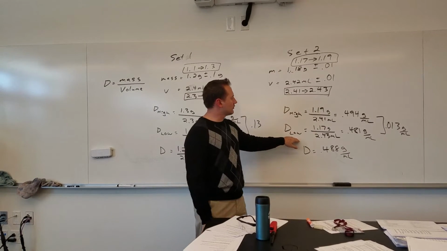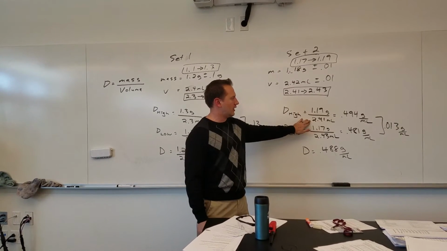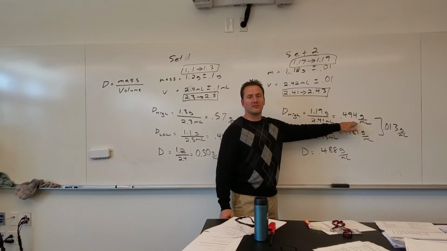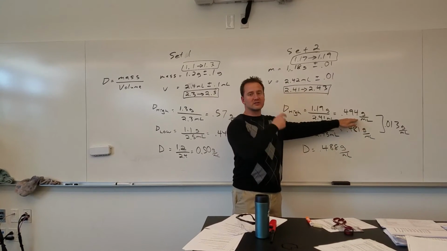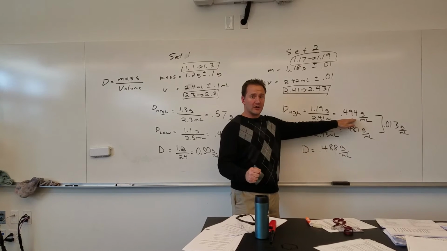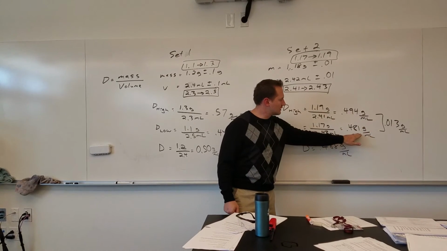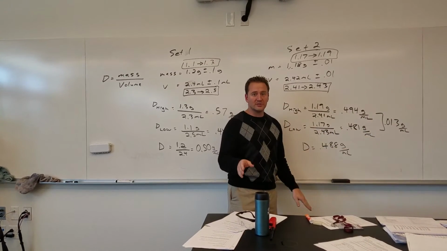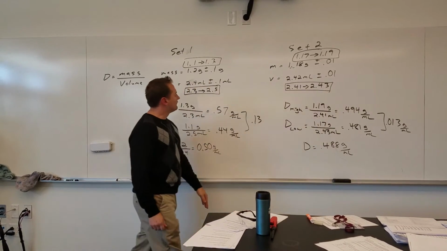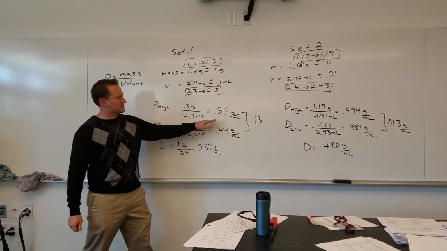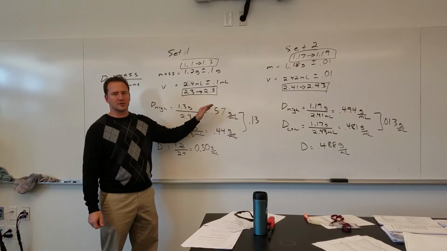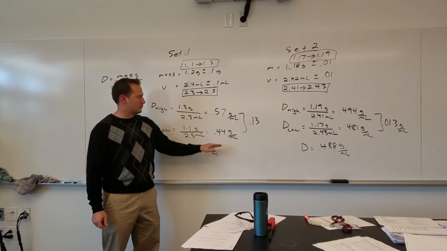So the high value for density would have the high mass and low volume, and that would be 4.94. What you actually recorded as a measurement implies that the true value could fall anywhere between here and the low value and still be dead on accurate. If you do that with the 2 sig figs, you can see that the range is 10 times larger. Okay, so 0.57 to 0.44.